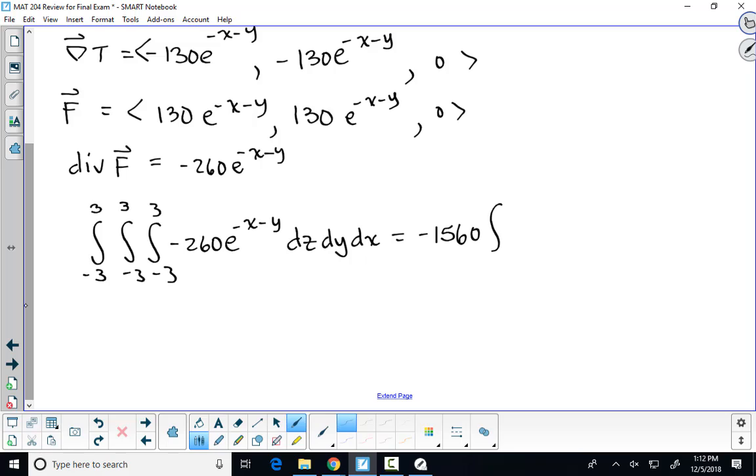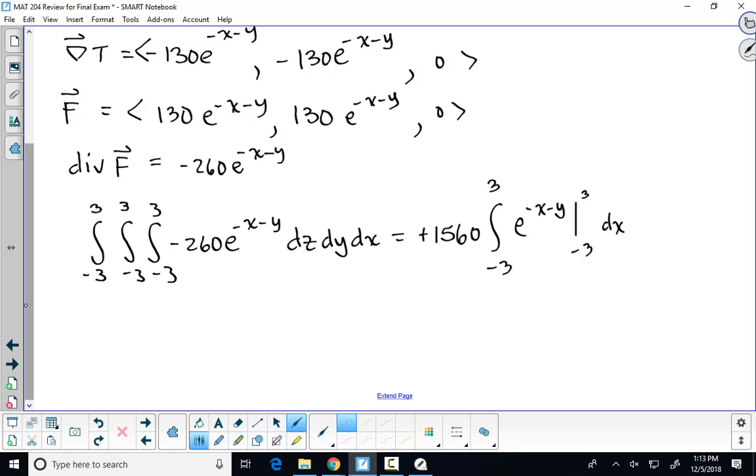Double check that I multiplied by 6 properly. So we're going to integrate with respect to y, so that's going to give us a negative, which I'm going to make the positive out in front then. And when we integrate, we're just going to end up with the e to the negative x negative y. And that's -3 dx.